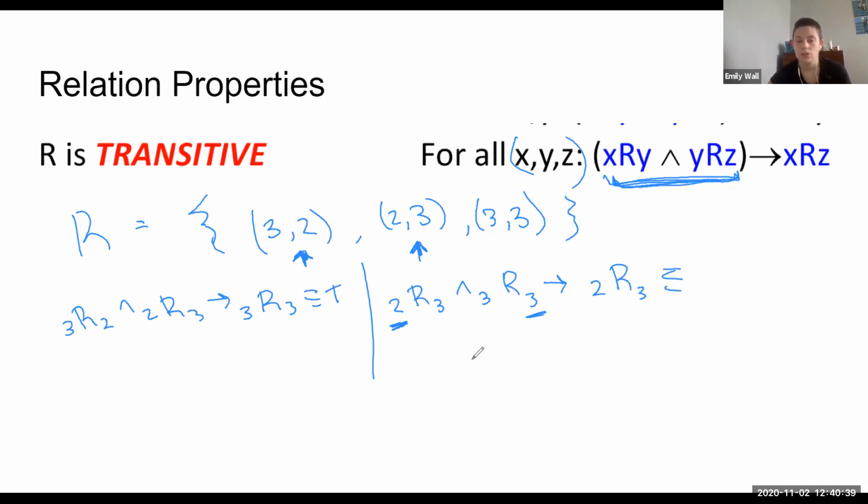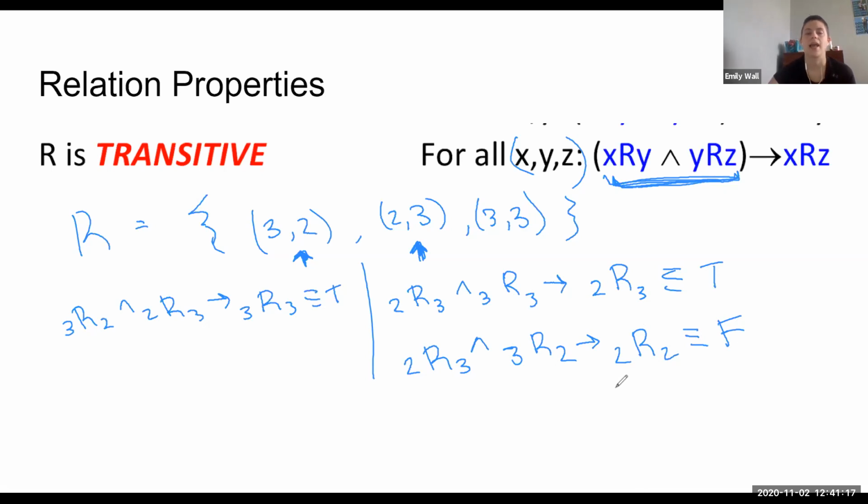And 2 relates to 3 is true. 3 relates to 3 is true. And 2 relates to 3 is true. True implies true. Yay. So this still might be transitive, which also means we got to keep working, which is kind of unfortunate, but that's fine. We're still not done thinking about the second pair, because 3 also relates to 2. So then we need to evaluate, does 2 relate to 2? And this is false. So we're still not transitive.